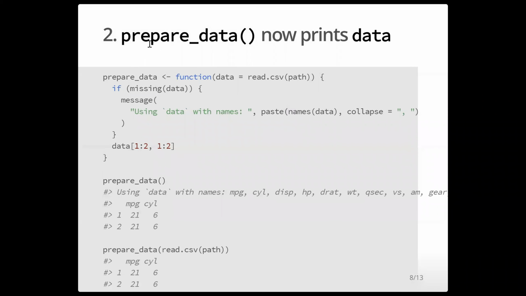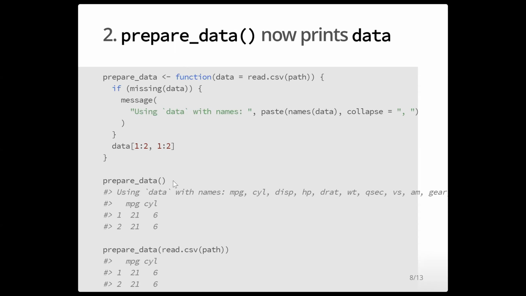Now step 2 would be to at least inform the user very explicitly of the decision that we are making. That would be one way to improve this function a little bit. What we could do is say, okay, if the argument data is missing because a user hasn't explicitly given the argument data, then we can print a message, something like using data with names, and just give the names of the dataset.